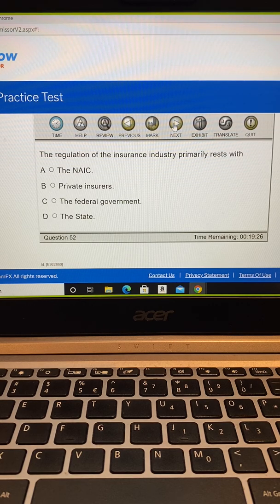Regulation of the insurance industry primarily rests with private insurers, the federal government, the state, or the National Association of Insurers. I would say, man, A. No, it's the state. I knew it was either A or B. The State Department of Insurance. The NAIC just helps you keep your paperwork straight for keeping your licenses organized in different states. The state is the one that's regulating you if you get in trouble or investigating companies and so on. It doesn't say Department of Insurance, but that's what they mean. Each state has their own Department of Insurance.